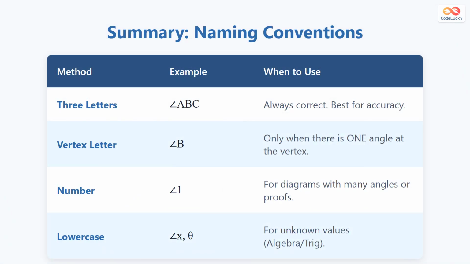Here is a summary of what we learned. Use the 3-letter method for accuracy. Use the vertex letter method only when it is safe and clear. Use numbers for labeling diagrams and lowercase letters for unknown values.